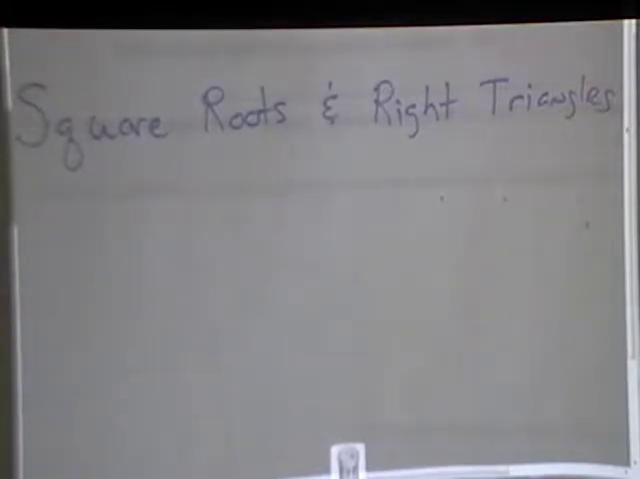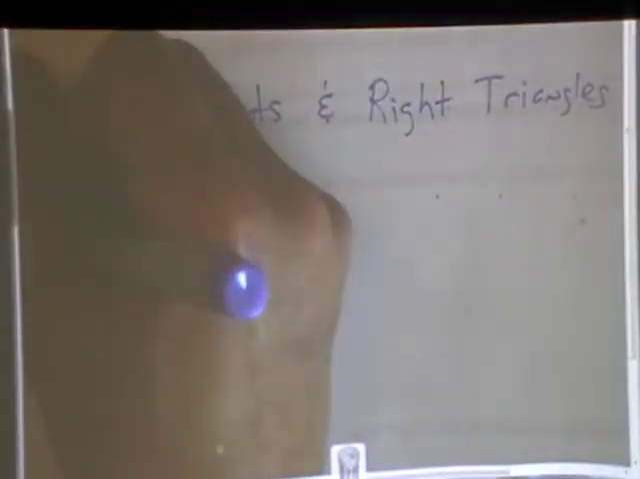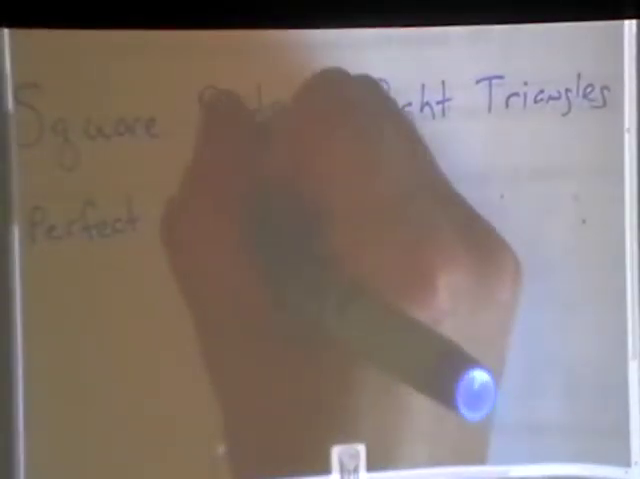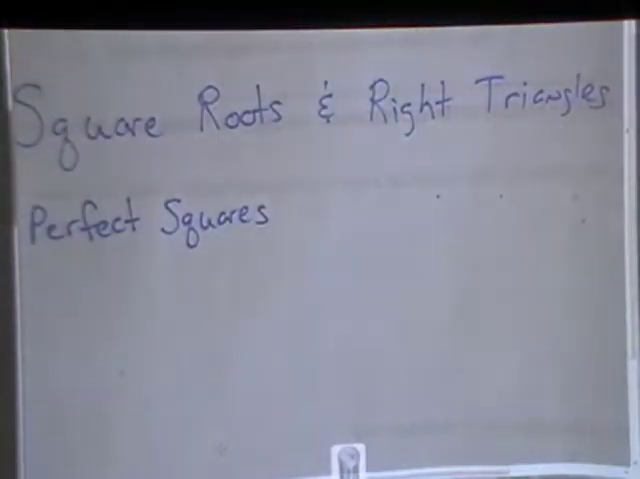Alright, so today we are going to talk about square roots and right triangles. So the first part of our lesson deals just with square roots. Before we get into that, I want to start talking about what a perfect square is. You guys should already know perfect squares from previous math courses, but we're going to go ahead and write them down again, just in case we need to.